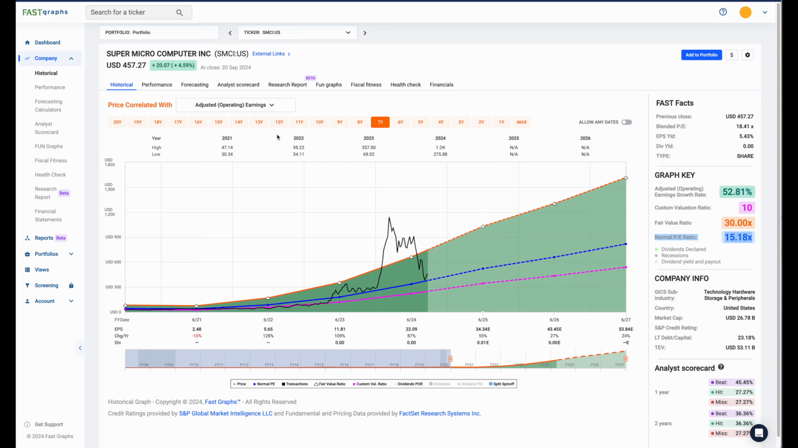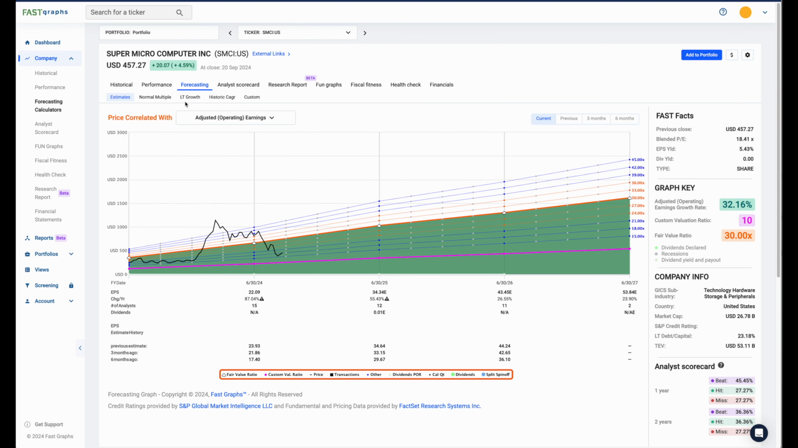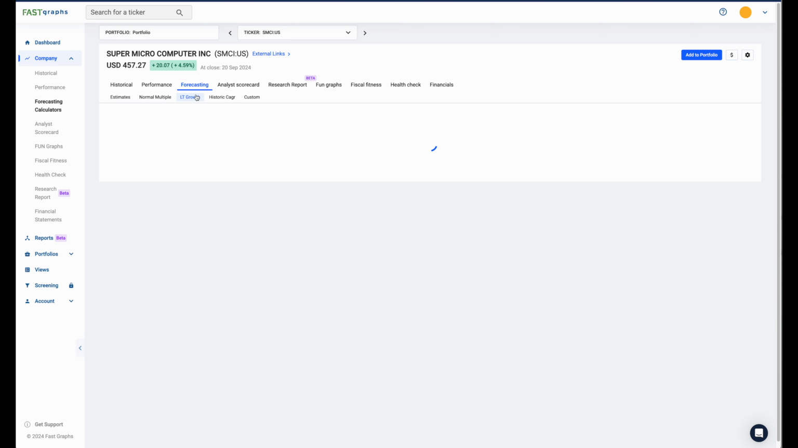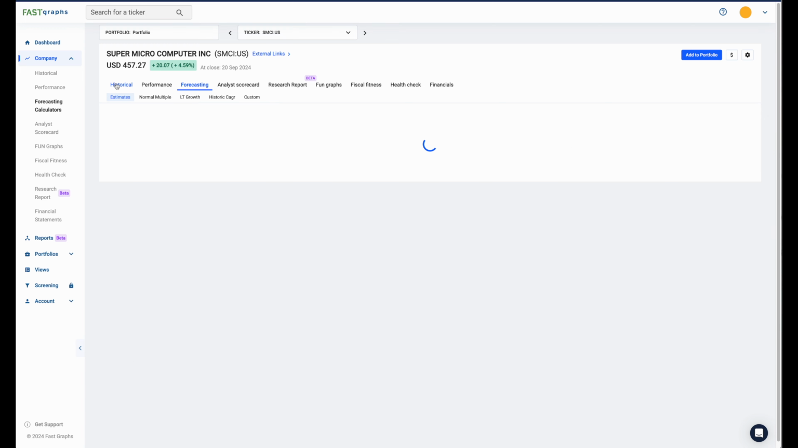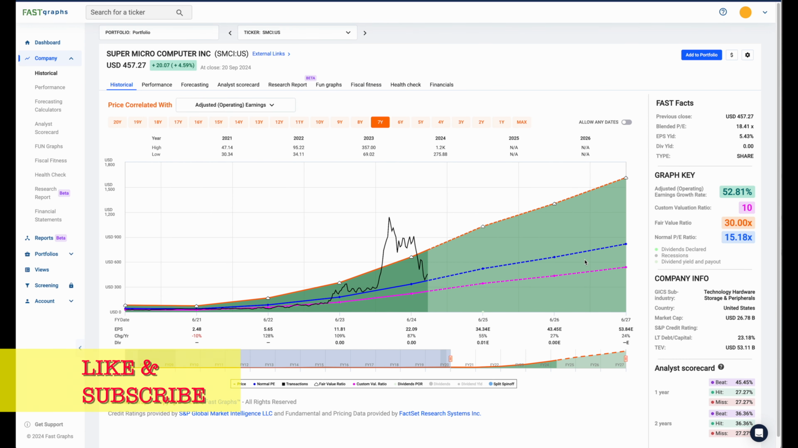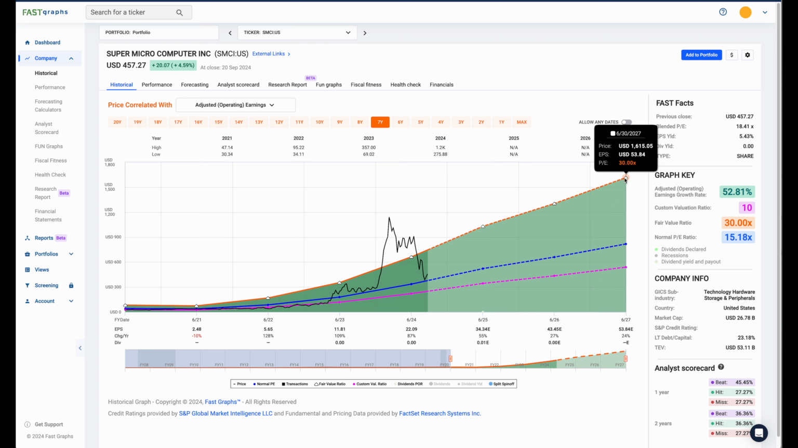So analysts are expecting this company to grow around 32% long-term, or even 70%, which is extremely high, but let's say 30%. If this stock is supposed to grow 30% for the next, say, 5 to 6 years, it should be around here, about $1,600 a share. So I'm thinking, man, I want to be a part of that. I was watching this company too, but I didn't pull the trigger when it hit $400. Again, I'll show you why I didn't buy at $400.